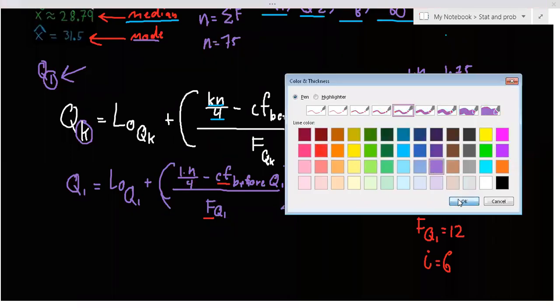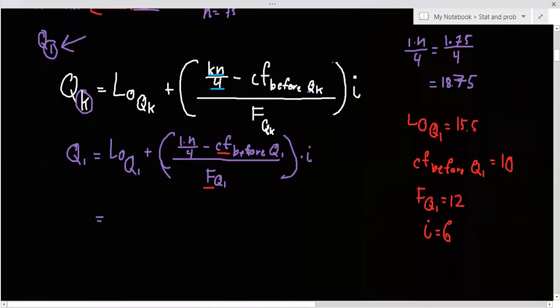So we can now substitute the value here. So here we have 15.5 plus, wait, ayusin ko na lang to. 1 times 75 is 75. So I can just rewrite 75 all over 4 minus the cumulative frequency before Q1, which is 10, all over the frequency of Q1, which is 12. Then times 6.